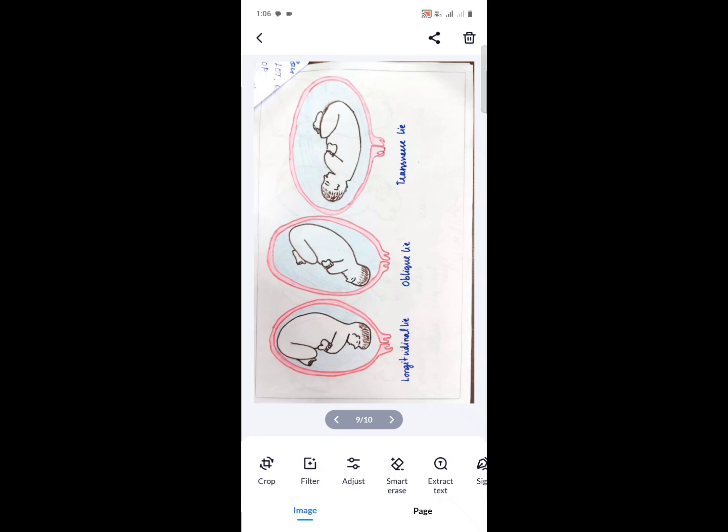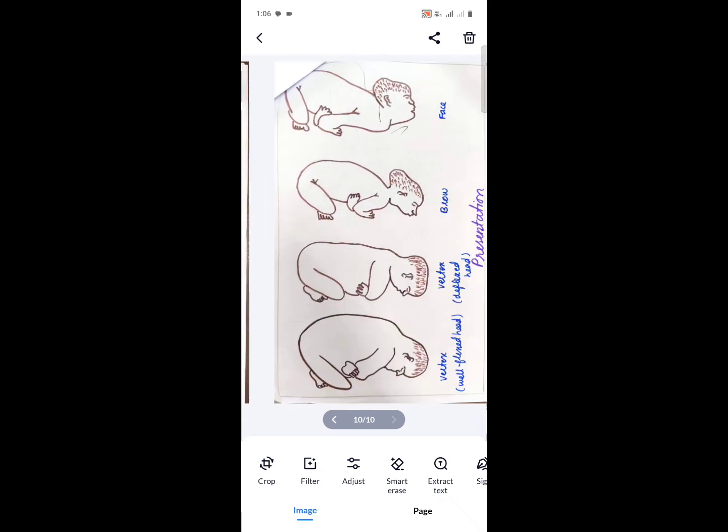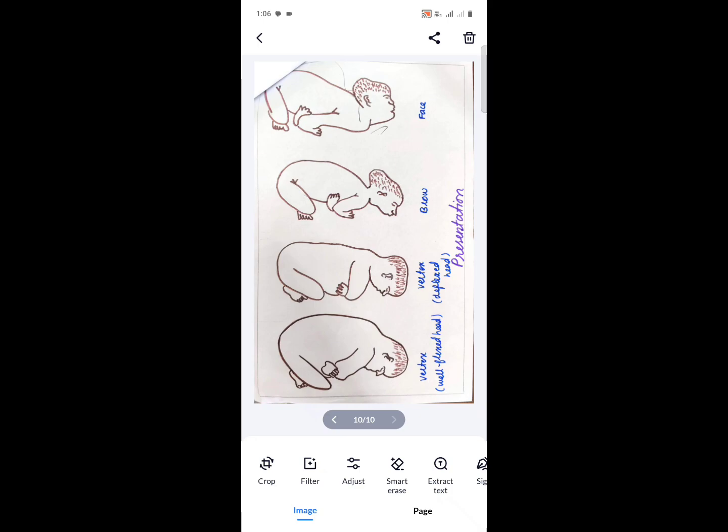And this first image is the longitudinal lie, the second is the oblique lie, and then the transverse lie. If you look at the images, the well-flexed head, the vertex presentation, is the first image, and the deflexed head is the second. The third one is brow and face presentation, where we can see the face only during vaginal examination, so that we are able to identify the presentations. Thank you.